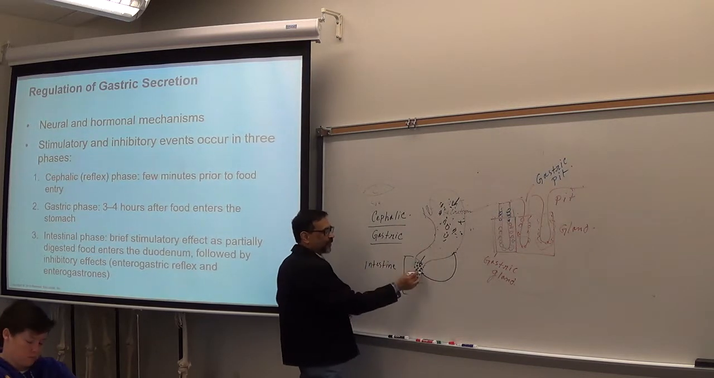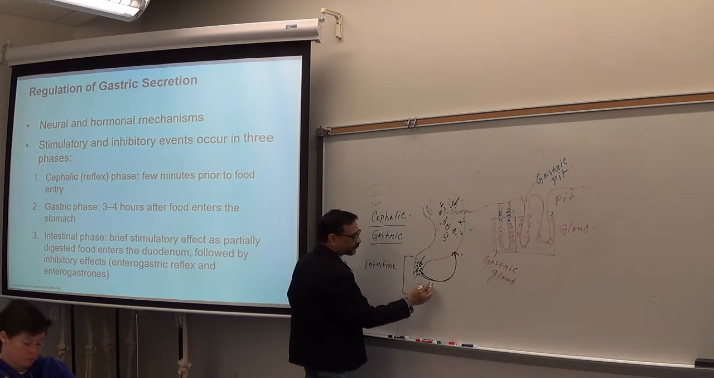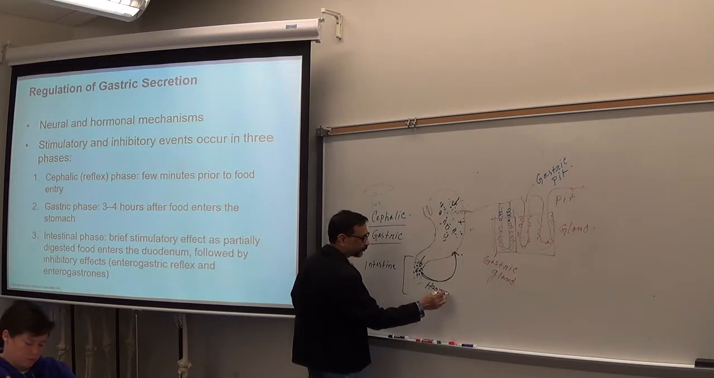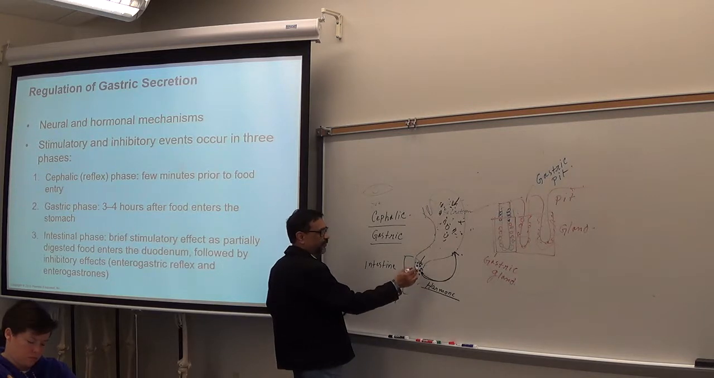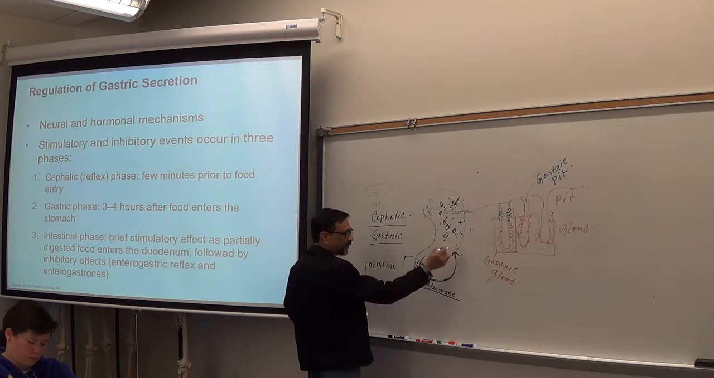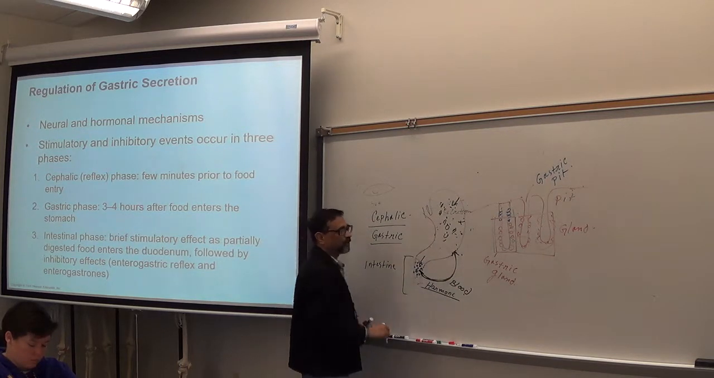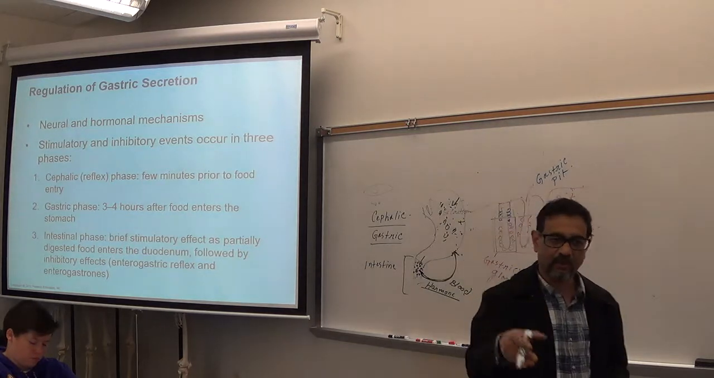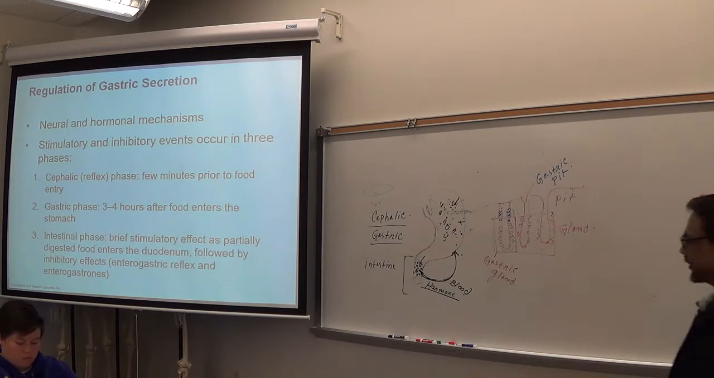Okay? So now the question is, who takes the signal from here to here? There is a hormone. That hormone takes the signal from the intestine. The intestine secretes the hormone. Blood takes it to here. Okay? So by the blood, the signal goes to the stomach wall and tells the stomach to secrete more. So that is the intestinal phase. Okay? So those are the three phases of gastric secretion.